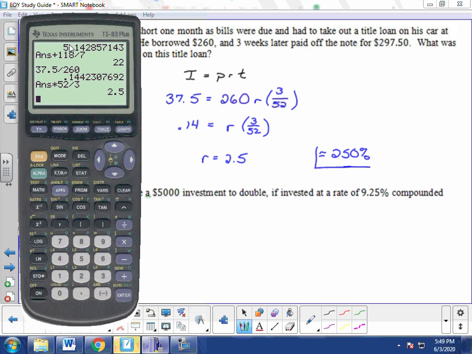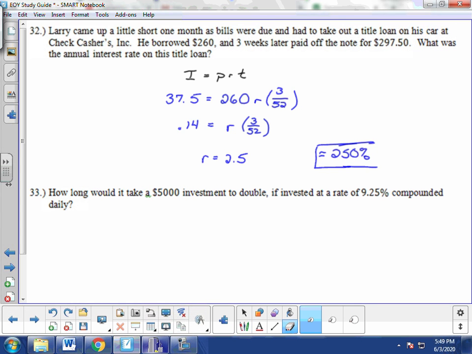So this is an astronomical interest rate. Let's go ahead and put it down that it's 250% annually. So the short-time loan, though he may have needed the money, in terms of an annual rate, really was a steep price. Let's take a look at 33.